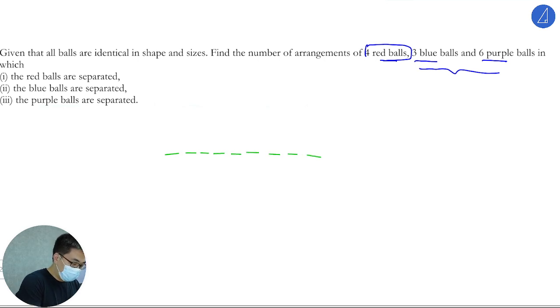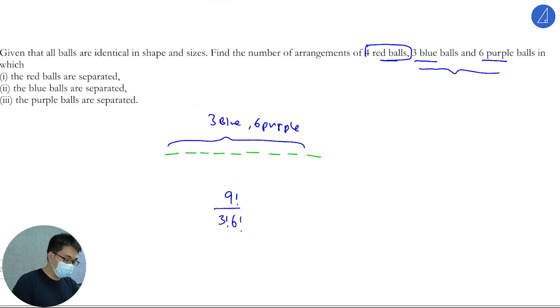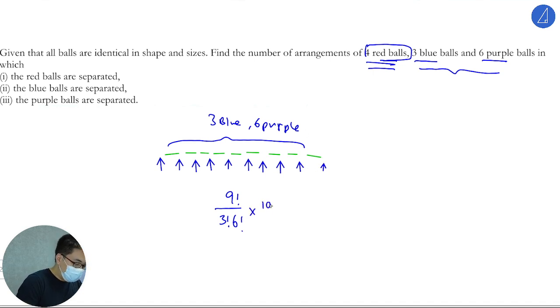So you need to arrange 3 blue balls and then 6 purple. So this case will be just arranging: 9 factorial over 3 factorial over 6 factorial, because they are identical. Then you need to slot the 4 red balls in. So it's 1, 2, 3, 4, 5, 6, 7, 8, 9, 10. So 10 choose 4. Then the red balls, no need to arrange, but if you insist on arranging, it will be 4 factorial over 4 factorial, but they are the same. Okay? So this is 1.